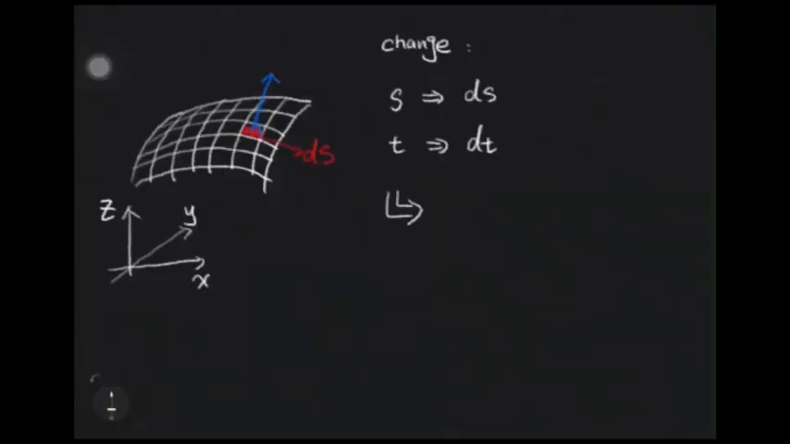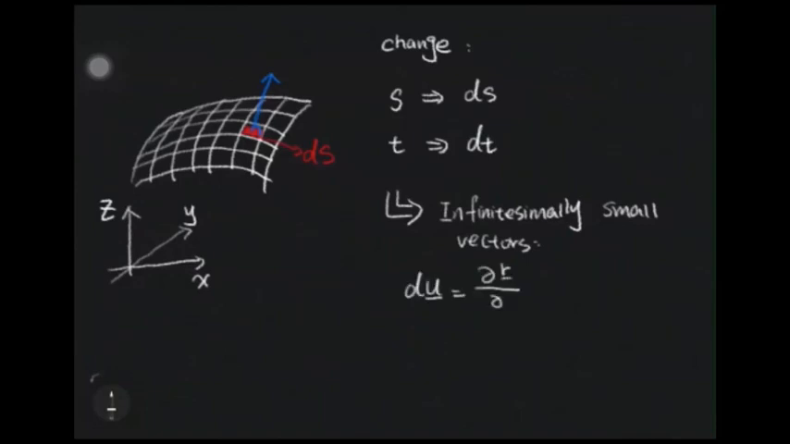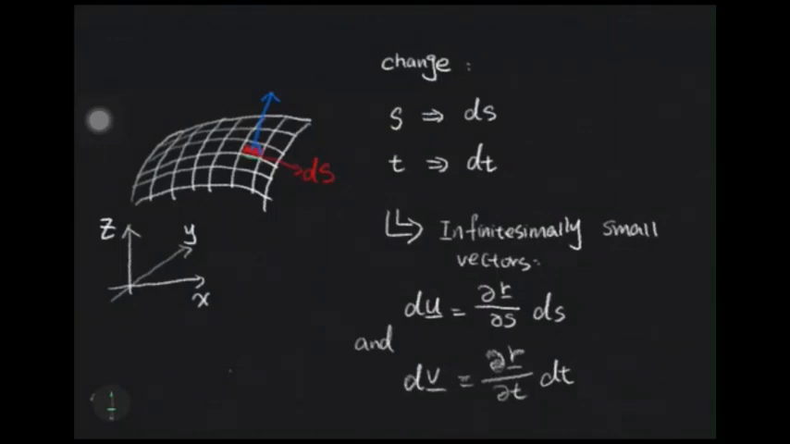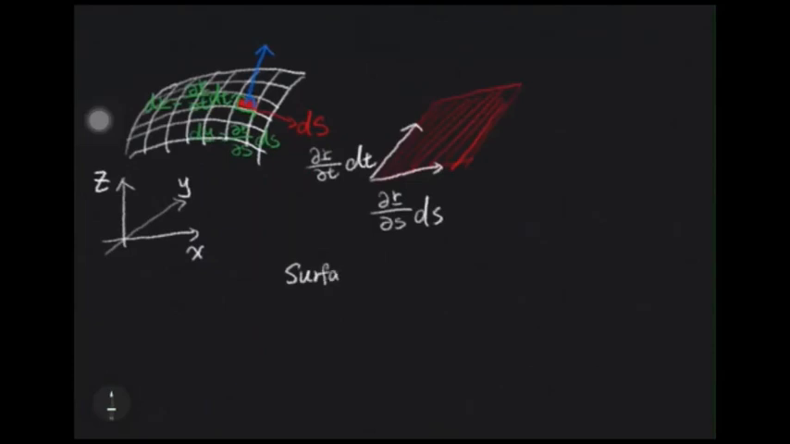Then we need to calculate the infinitesimally small changes in the vector. So we'll need to compute the surface elements ds and dt. So du can be written as del r by del s ds, and dv can be written as del r by del t dt. So this is given by the directions drawn on the diagram there.